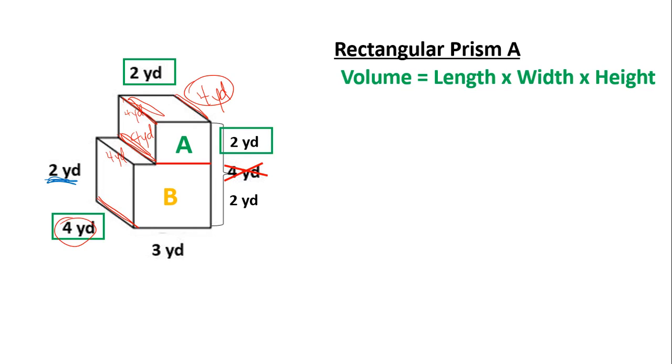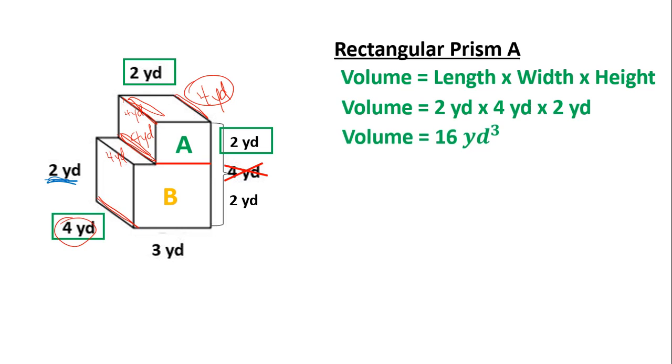Now we can multiply the length times width times height. 2 yards times 4 yards times 2 yards. Well, 2 yards times 4 yards is 8 yards squared, and 8 yards squared times 2 yards is 16 cubic yards. So the volume of rectangular prism A is 16 cubic yards.